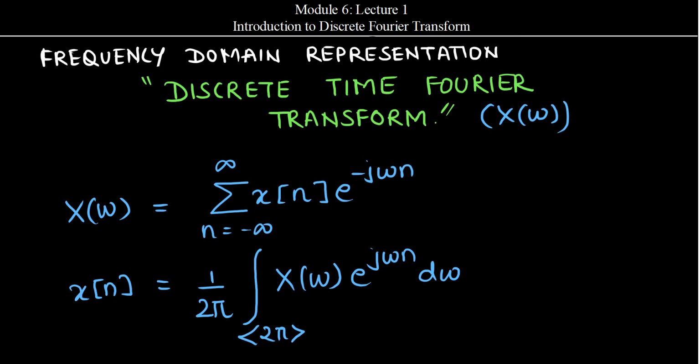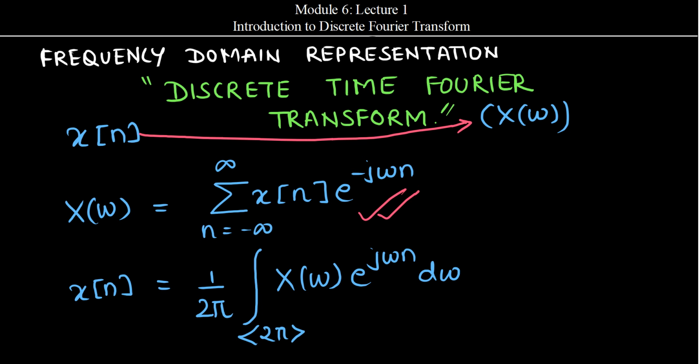So suppose we have a discrete time signal, say x of n, then its Fourier transform or the discrete time Fourier transform or the DTFT is given as this X of omega, which can be calculated using this formula, and this formula is known as the analysis equation. Similarly, we can go back from this frequency domain to the time domain using this formula, and this is known as the synthesis equation.